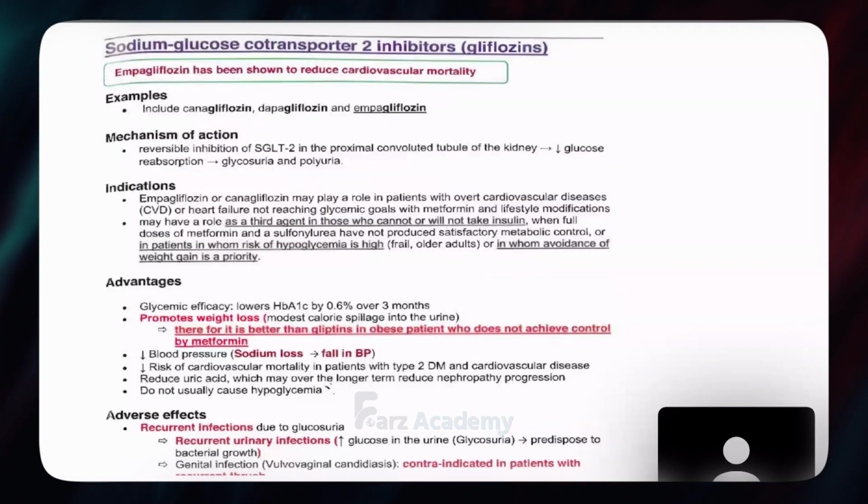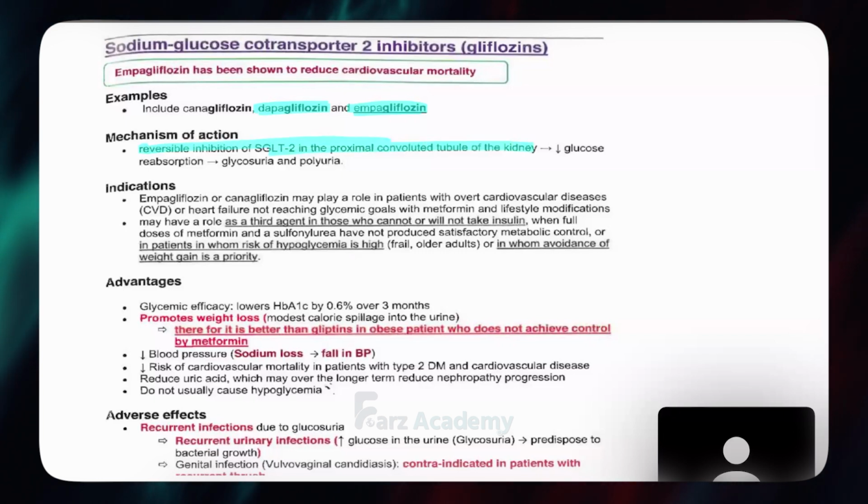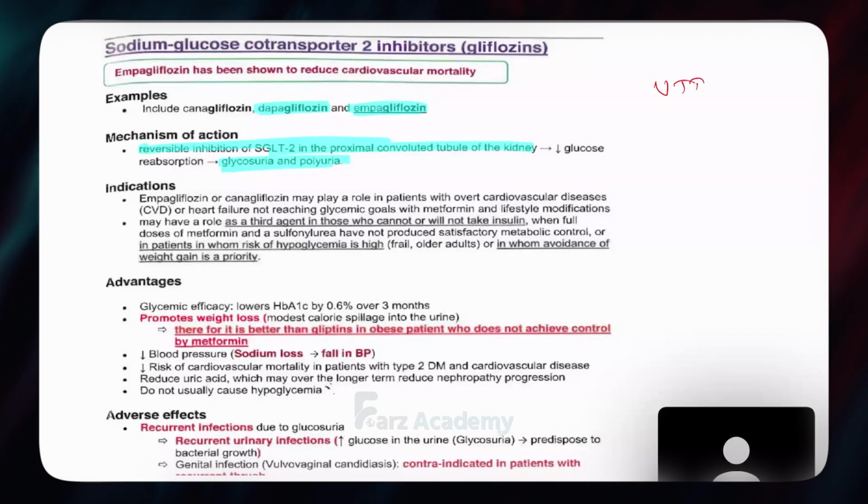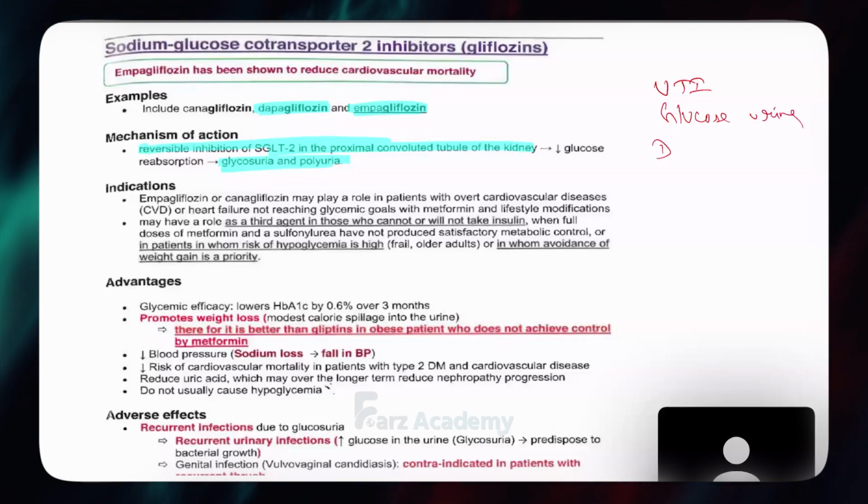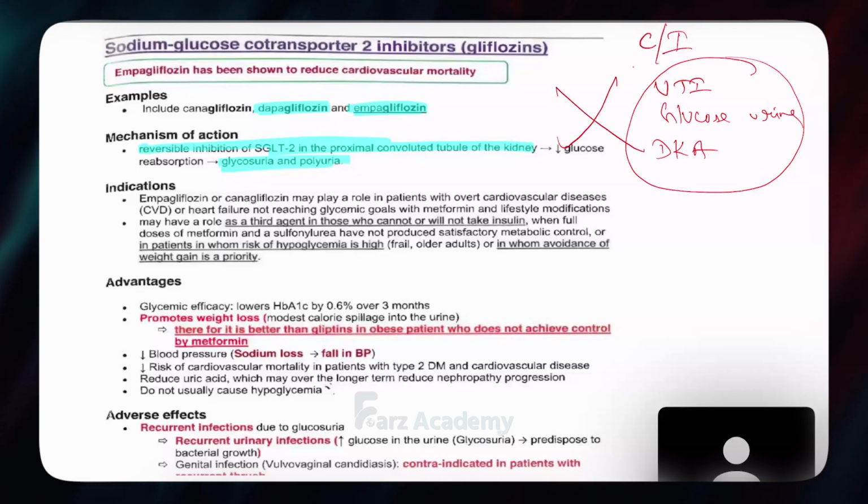Now we are coming to the sodium glucose cotransporter 2 inhibitors, the gliflozins. Once again, empagliflozin, dapagliflozin. These have an effect not only on diabetes, but also on the heart and the kidney. They cause reversible inhibition of SGLT2 in the PCT of the kidney. They cause glycosuria and polyuria. So if the patient is suffering from a UTI, if the patient already has glucose in the urine, or if the patient is a known case of diabetic ketoacidosis, then we cannot use this drug. These are all contraindications, and this is how the question will be asked in the MRCP exam as well. These things are present, what will you do?